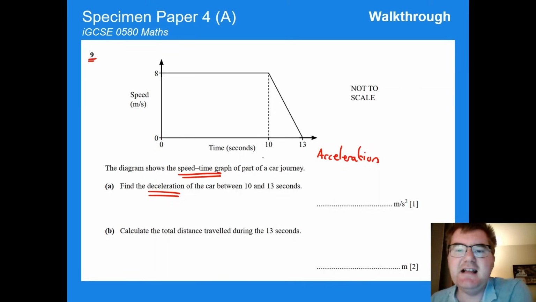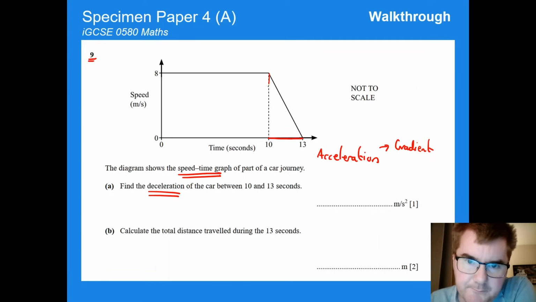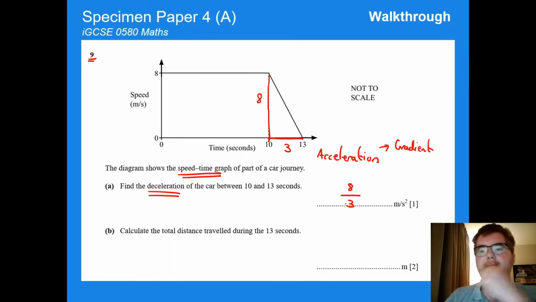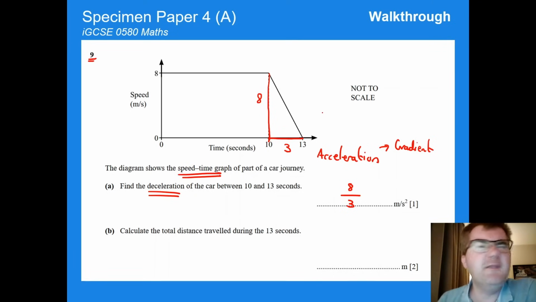So as soon as I see acceleration or deceleration, I'm just thinking to myself the gradient. So we have 10 and 13. So we have our triangle already. So the height of it is equal to 8. This is equal to 3. And so we always do rise over run. So 8 divided by 3. Now, I generally would keep this as a fraction. And they do as well. Again, you could also do a decimal, but fractions are generally easier to work with.